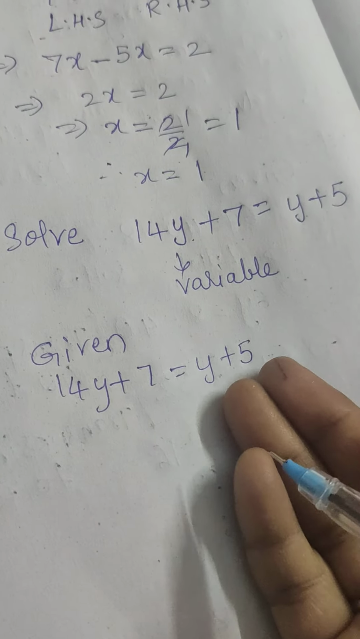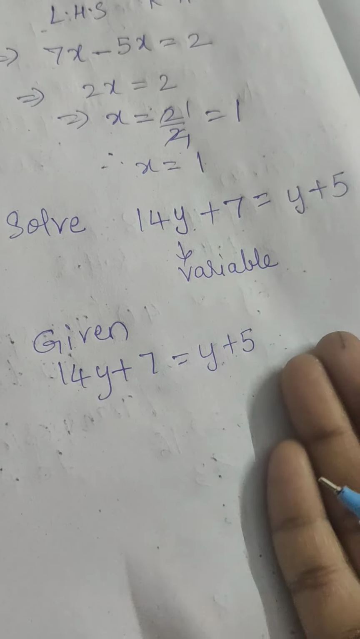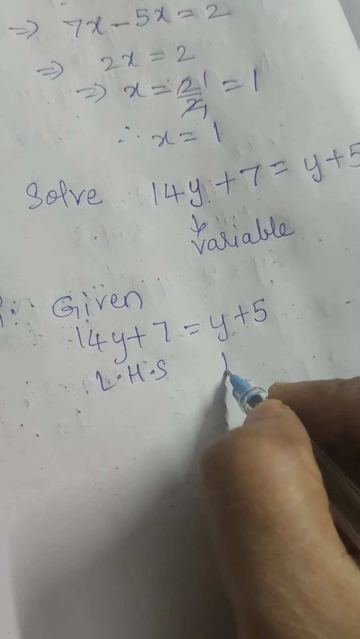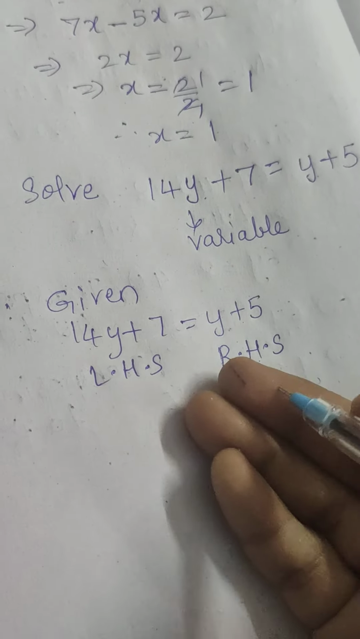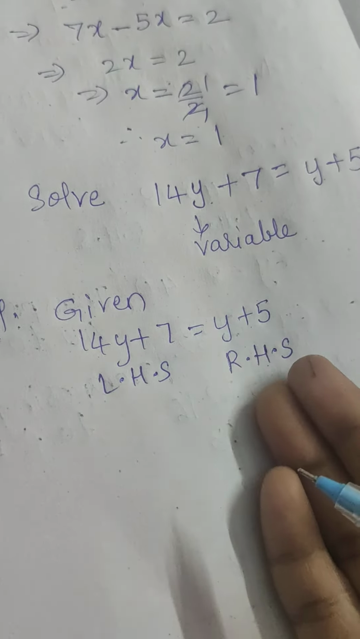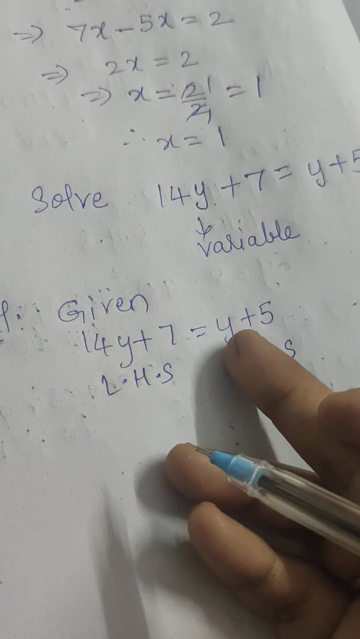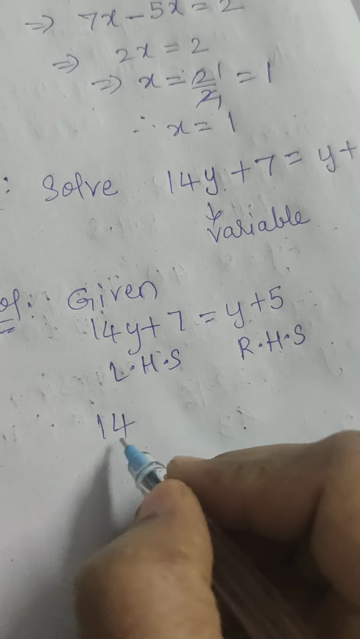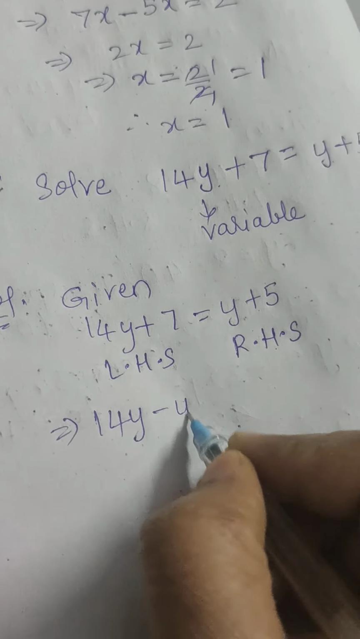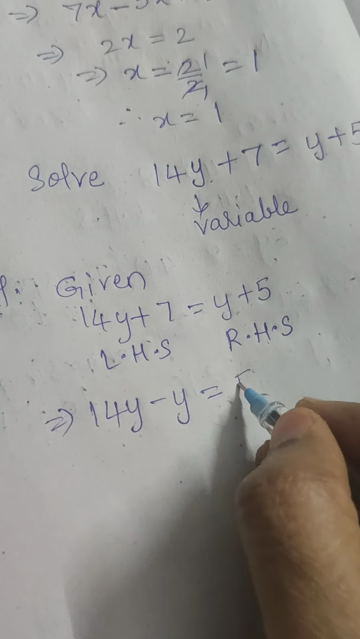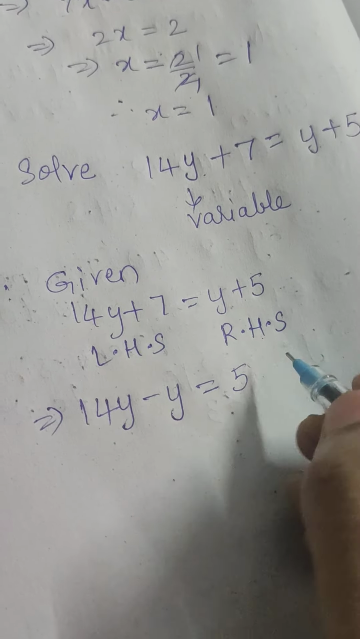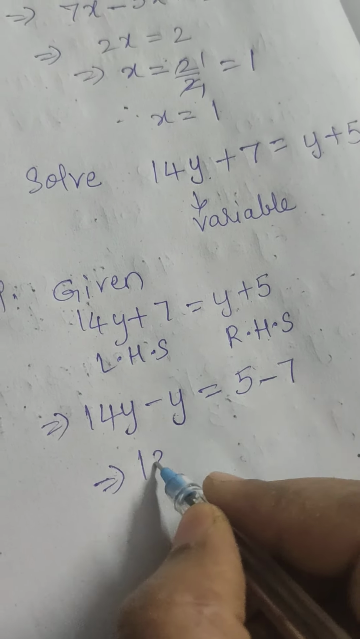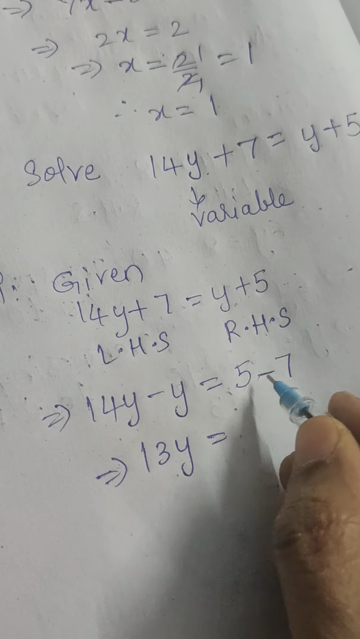I am taking the variables to one side and constants to the other side. This is left hand side LHS and this is right hand side RHS. I am taking the variables on the left hand side and constants on the right hand side. Then this y, if we transpose this to the left hand side, it becomes minus y. 14y minus y is equal to 5. If I transpose 7 to the RHS, it becomes minus 7. 14y minus y becomes 13y, which is equal to 5 minus 7.